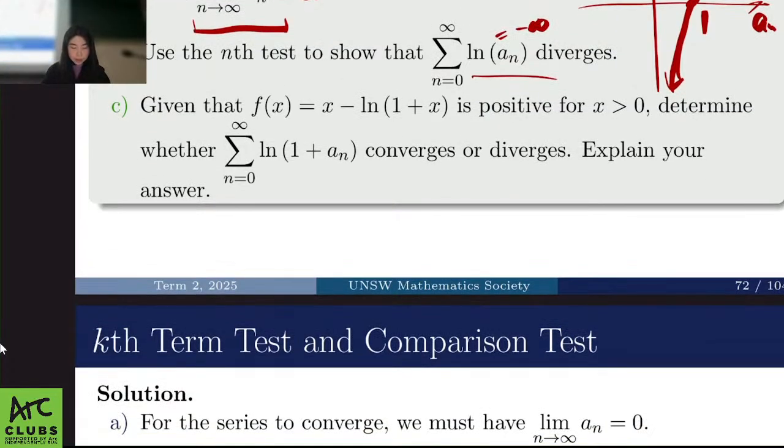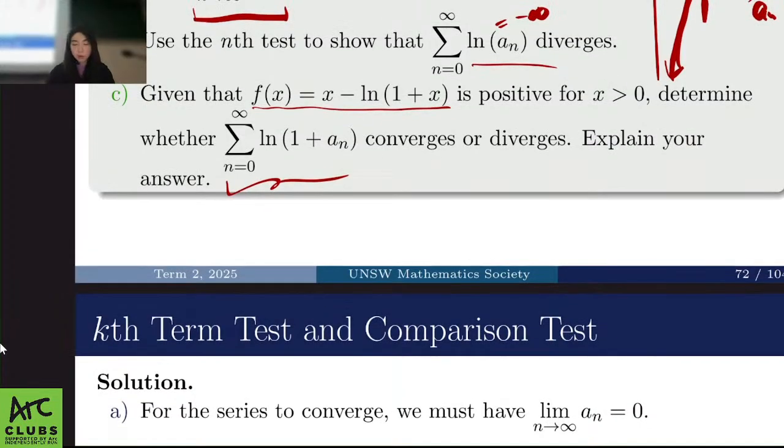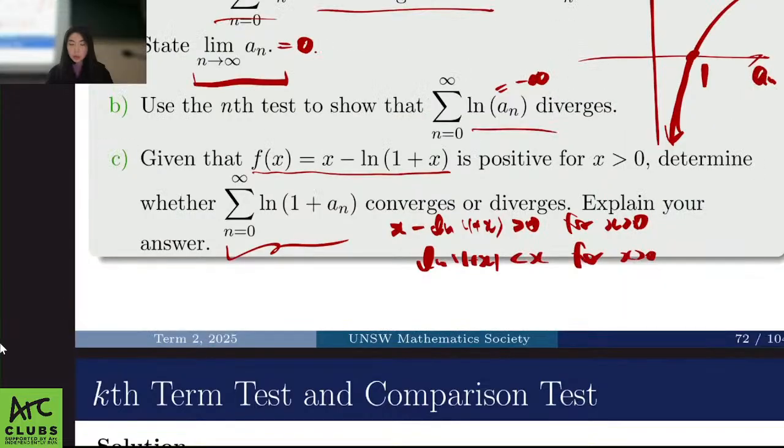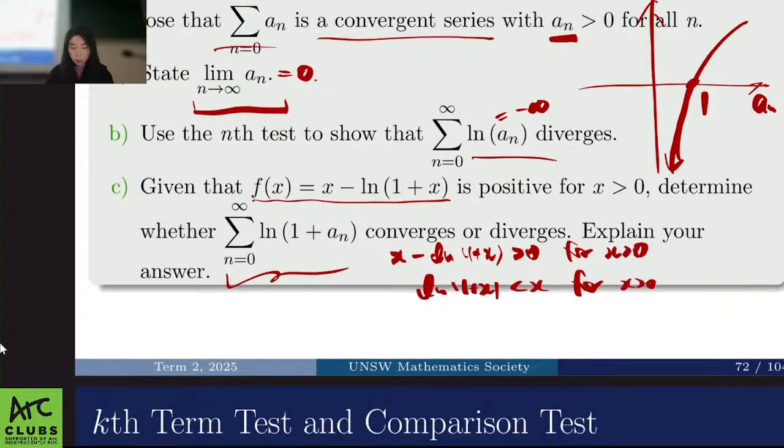Right, part C. Given that f(x) equals x minus ln(1 plus x) is positive for all x greater than 0, determine whether this series converges or diverges. So essentially, we want to start by using what is given to us, i.e. this statement. We know that this function is always positive, right? Rearranging, we have ln(1 plus x) is always less than x for any x greater than 0. Notice how if we sub in x equals an, for each term in this series, we can get an inequality, that is ln(1 plus an) is less than an.